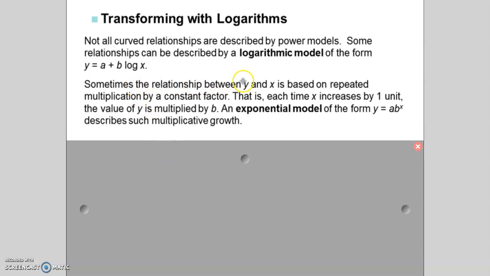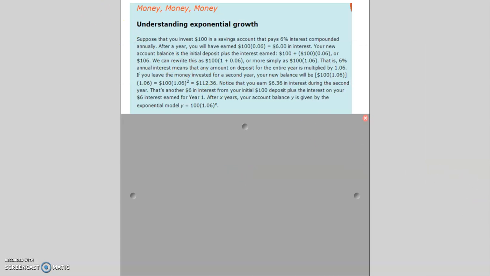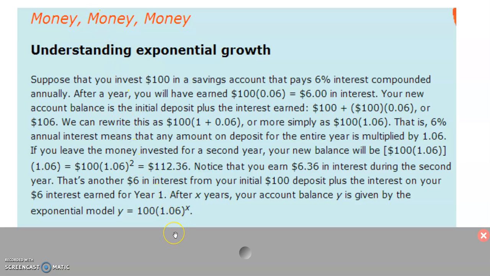Now, sometimes the relationship between x and y is based on repeated multiplication by a constant factor. That is, each time x increases by 1 unit, y is multiplied by b. That's an exponential model of the form y equals a times b to the power of x, which describes multiplicative growth. So let's take a look at an example here.